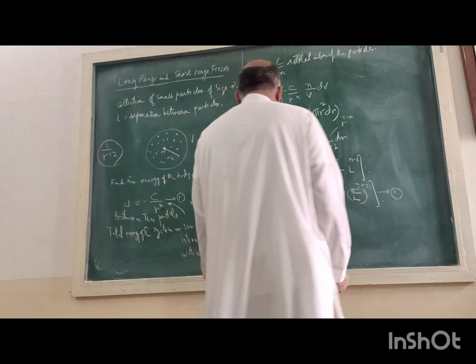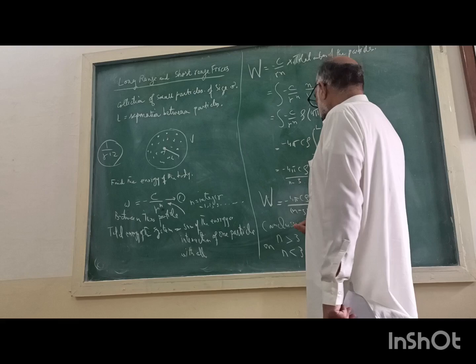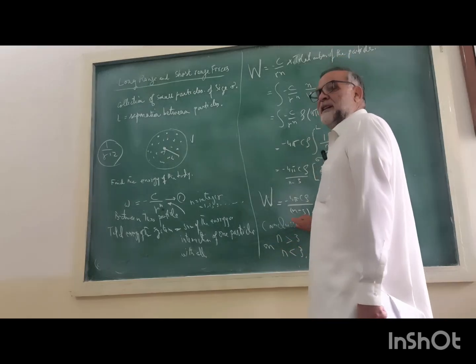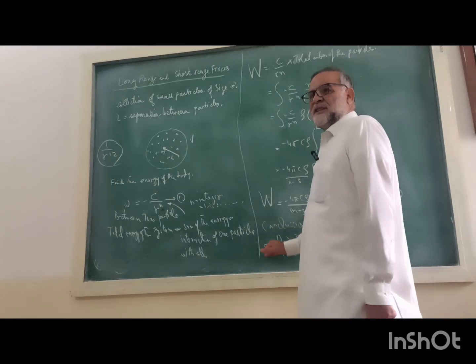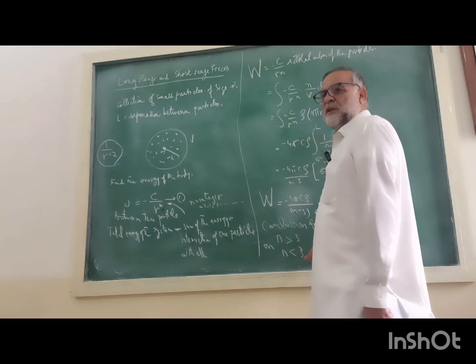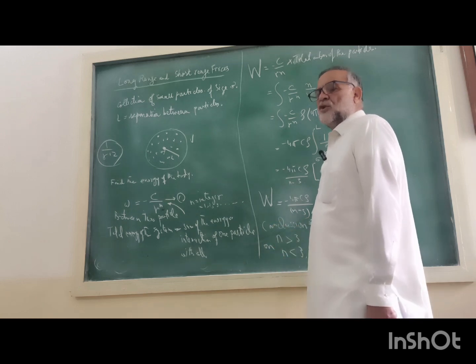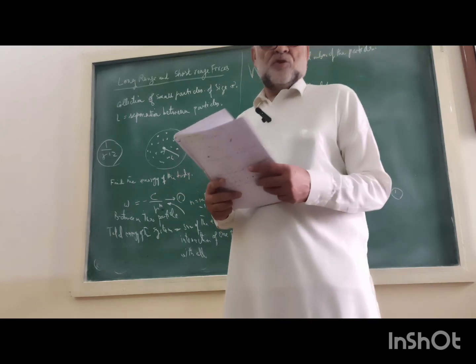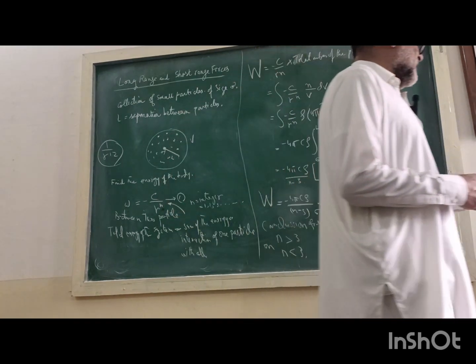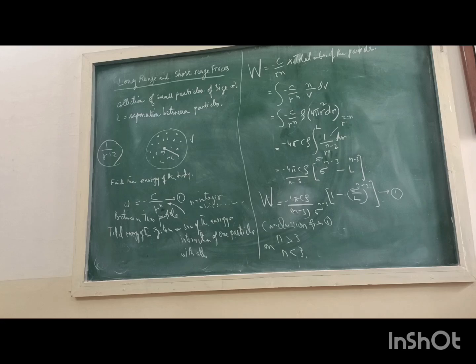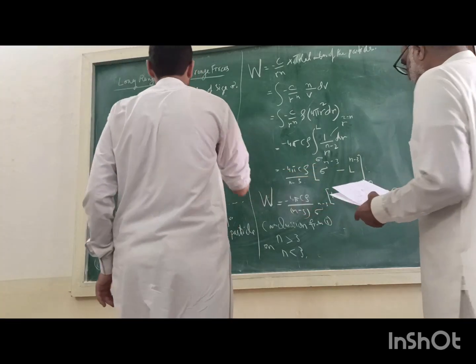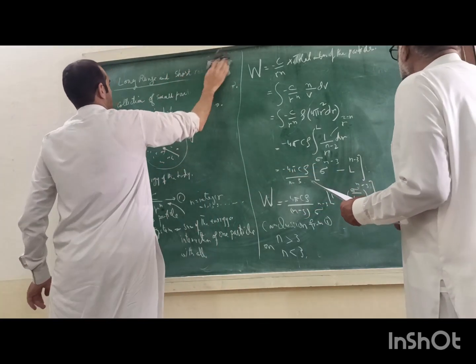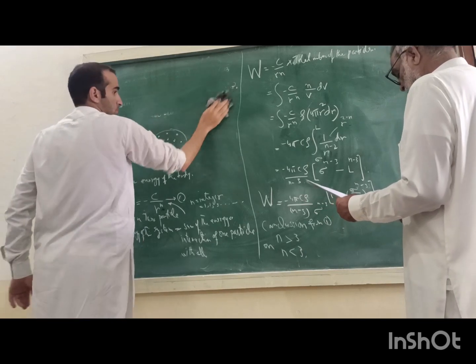So there are two cases, either n can be greater than 3 or n can be smaller. So let us see the two cases, what is the result of them.